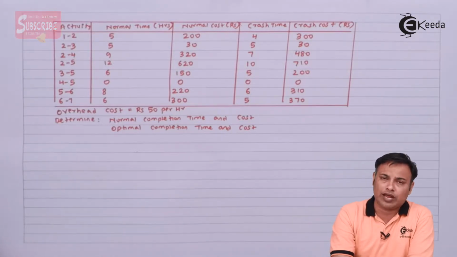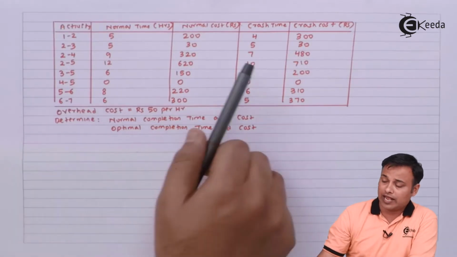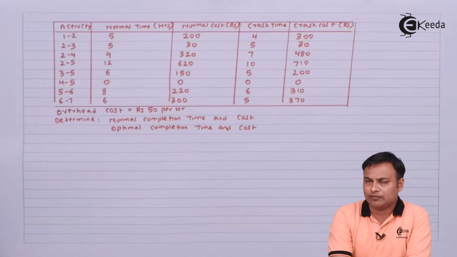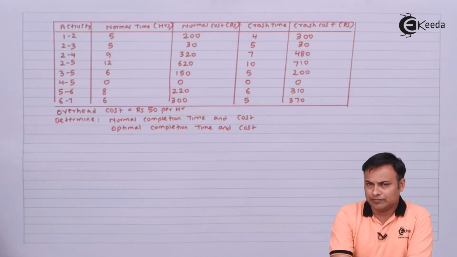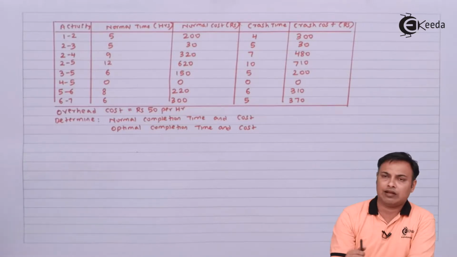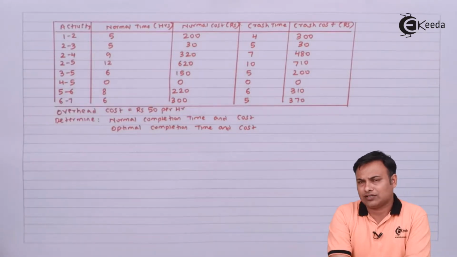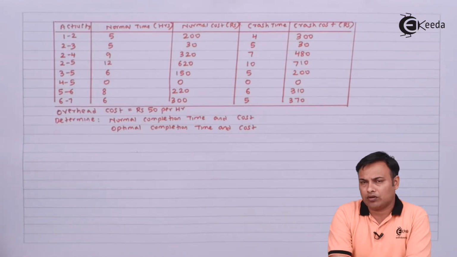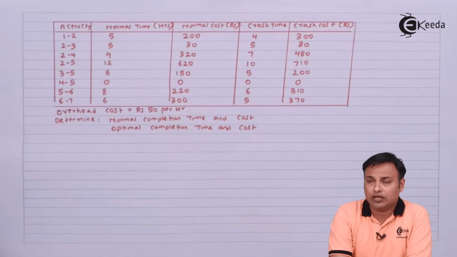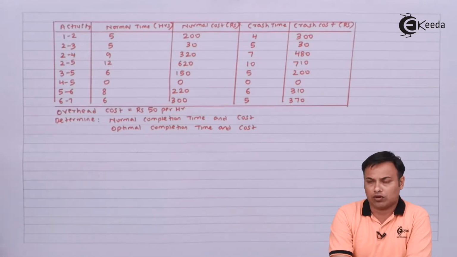And we are given two time estimates. One is the normal time and one is the crash time. The normal time will always be more than the crash time, because the crash time will always be less than the normal time. And then we will have the normal cost and the crash cost. Under crash cost, we spend more just to reduce the time because we need to employ more resources. And therefore, crash cost will always be more than the normal cost.